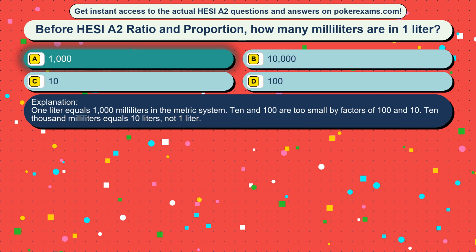10 and 100 are too small by factors of 100 and 10. 10,000 milliliters equals 10 liters, not 1 liter.